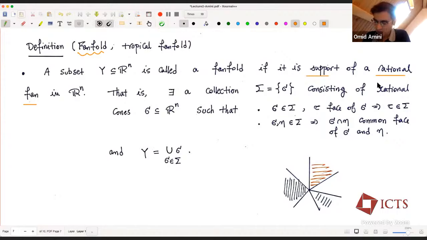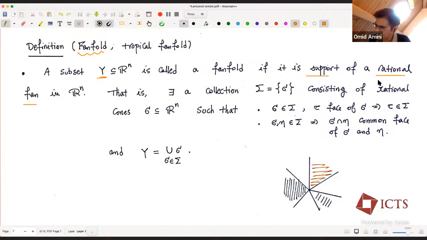So what you need to know is the set itself. It's like when you define manifolds: you take a set of charts and you glue them. But at the end, you do geometry with the manifold itself. Sometimes you use the charts, but the collection of charts you use is not unique. This is the same situation here. So a subset of R^n which is the support of a rational fan in R^n is called a fanfold.